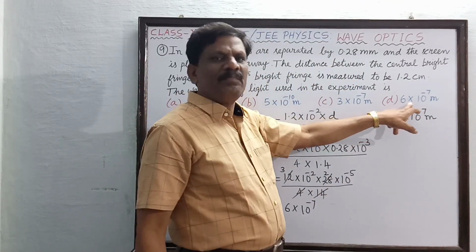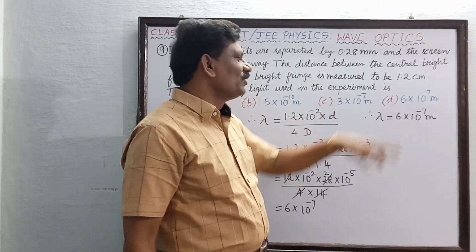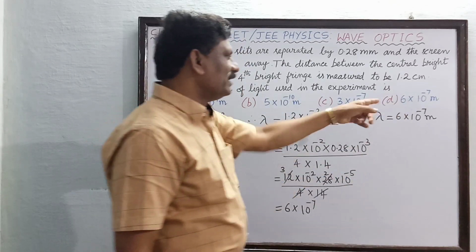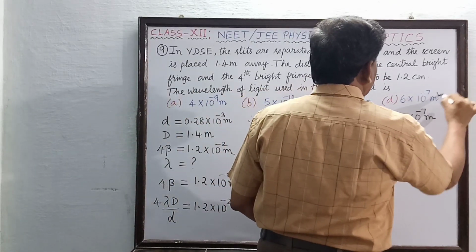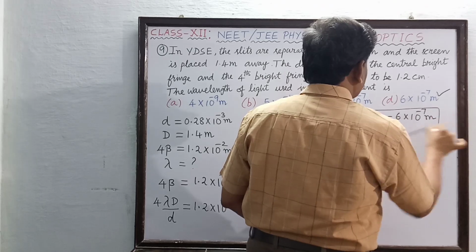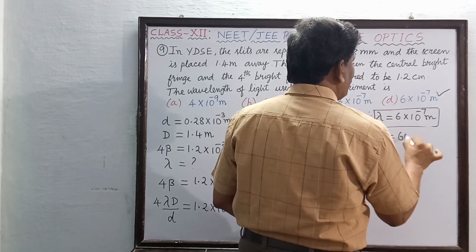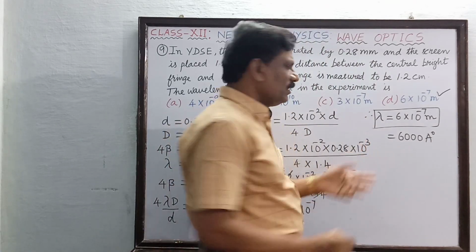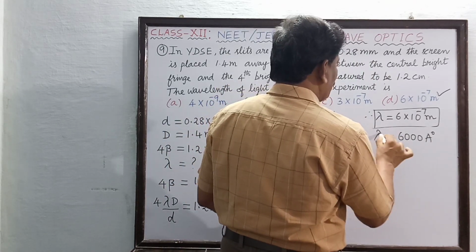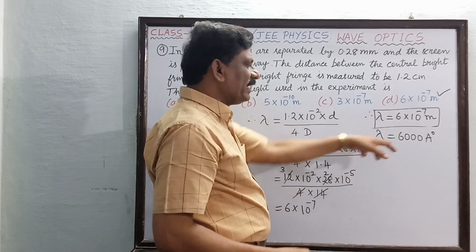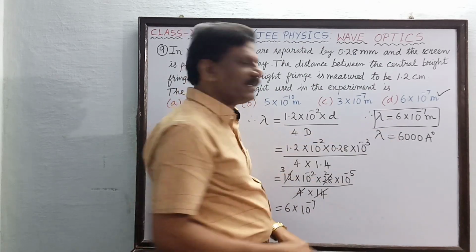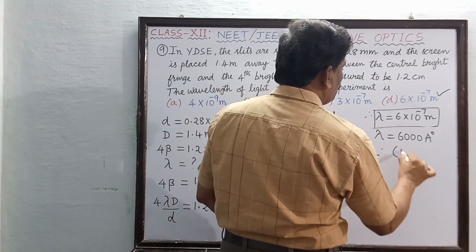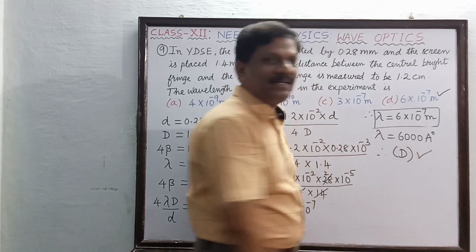Correctly, the answer has come below the option itself, is it not? So which is the correct option? Option D. Okay, so option D is the correct answer. This also can be written as 6000 angstrom unit. That is also the right answer, is it not? Suppose if they had given the options in angstrom unit, the answer would have been 6000 angstrom unit. Therefore option D is the correct answer.